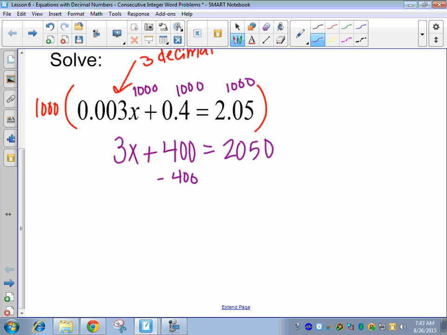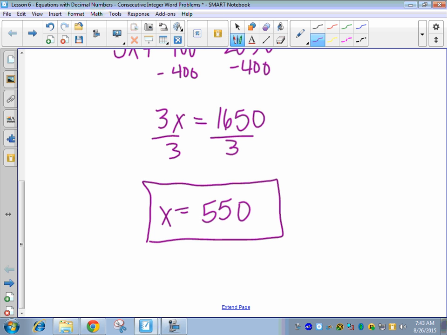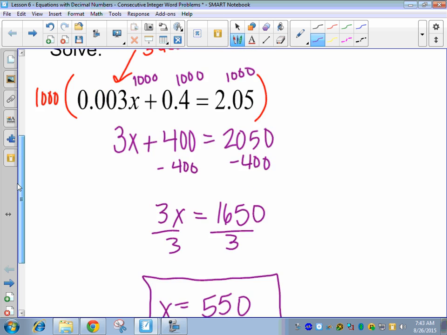So we're going to subtract 400 from both sides. So 3x equals, what is that, 1650? And divide both sides by 3. So 15 would be 5, another 15. Did you guys get 550? Everyone good? Okay. All right, good. Thanks for helping me out.